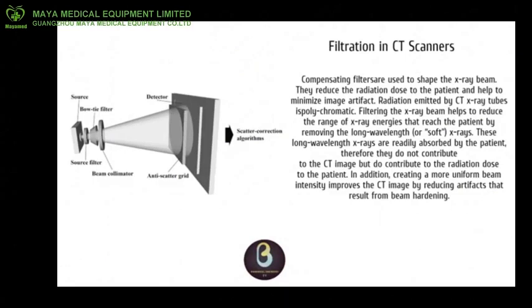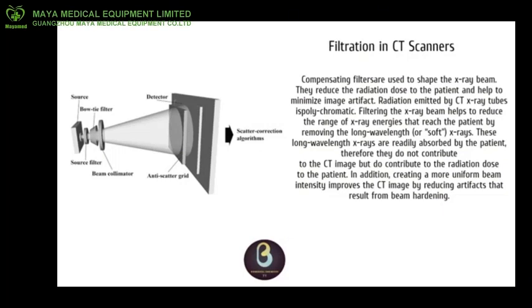As our teachers taught us, radiation emitted by a CT scan X-ray tube is polychromatic. Filtering the X-ray beam helps to reduce the range of X-ray energies that reach the patient by removing the long wavelength or soft X-rays. These long wavelength X-rays are readily absorbed by the patient. Therefore, they do not contribute to the CT image, but do contribute to the radiation dose to the patient.